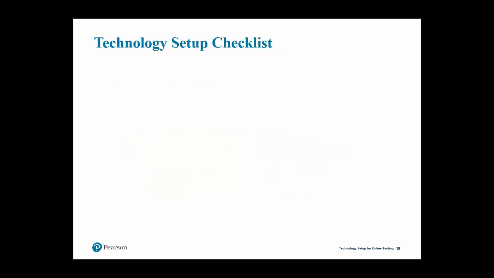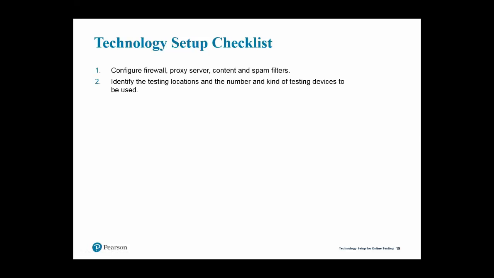Next, we have a checklist here that at a minimum should be done as far as your role as a technology coordinator. And that includes, again, configuring your firewalls, proxy server, content and spam filters to allow Pearson's URLs. And again, you can find that list on the Pearson online support site. Again, you want to make sure to identify where your students are going to be testing and the number and kind of testing devices that are going to be used. And again, we do recommend as a best practice that you keep tabs of what device each student is using.